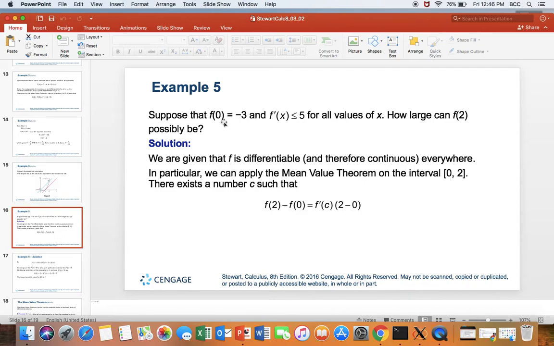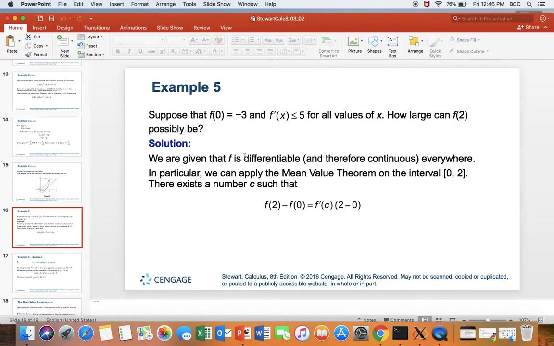All right. Next, suppose that f(0) is negative 3 and f'(x) is less than or equal to 5 for all values of x. How large can f(2) possibly be? Aha. Now this is a nice kind of problem. What does it say? At 0, I have height negative 3. And after that, for all values of x, the slope of my tangent cannot cross 5. It has to be less than or equal to 5. So how large can my height at 2 be?